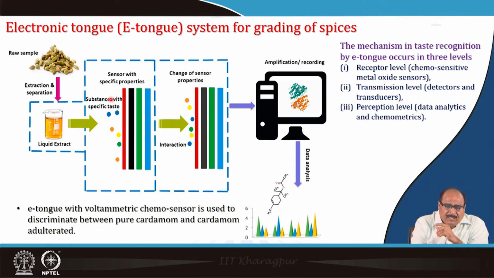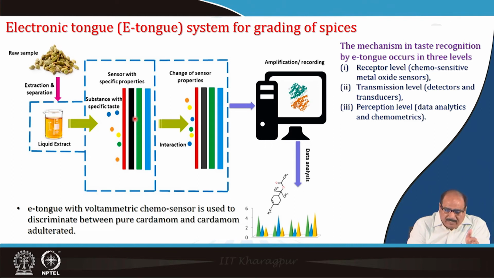There are certain sensors with specific properties. The electronic tongue with a voltammetric chemosensor is used to discriminate between a pure commodity and an adulterated one. Here the system is shown for pure cardamom and adulterated cardamom. First the pure cardamom is taken, extracted and separated, and the extract is sent to the sensors. The sensor is the taste, like the taste buds. It senses those elements, and the data is analyzed and kept in its memory.